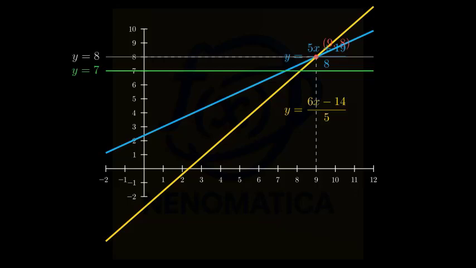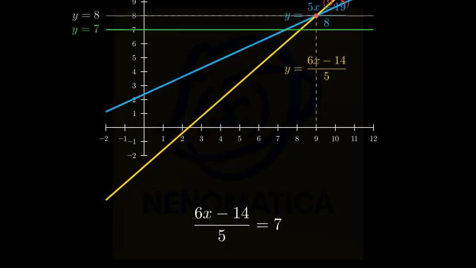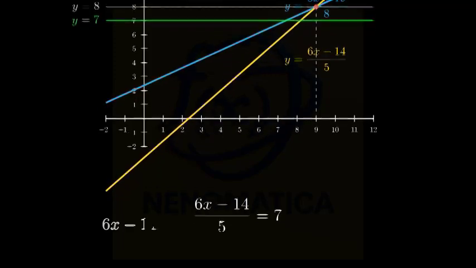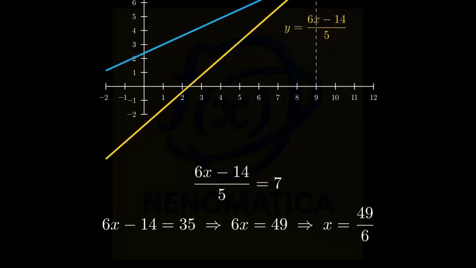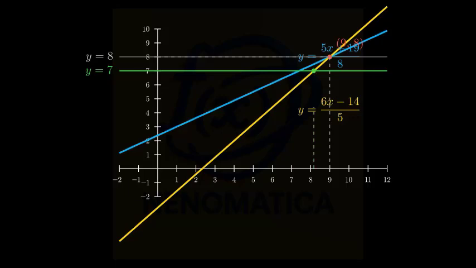Now solve the gold line with y equals 7. That gives (6x minus 14) over 5 equals 7. Multiply by 5 to get 6x minus 14 equals 35. Then 6x equals 49, so x equals 49 over 6. Let's plot that point at y equals 7 on the gold line. Finally, verify that the floor equals 7 at x equals 49 over 6.